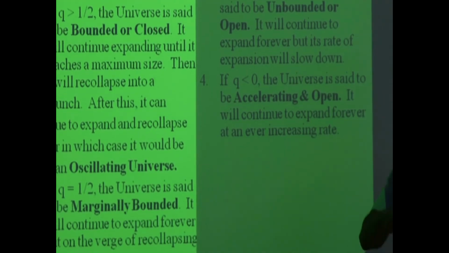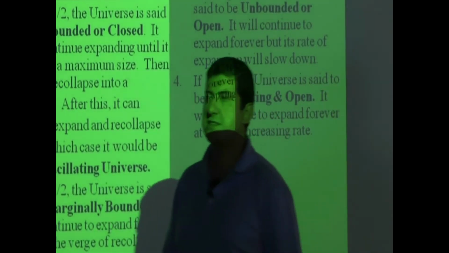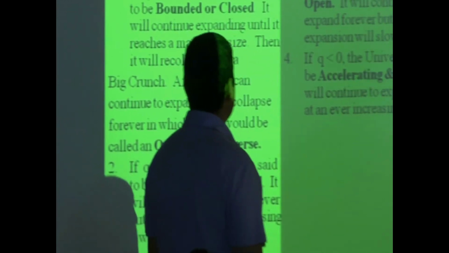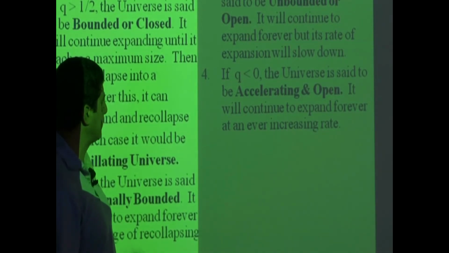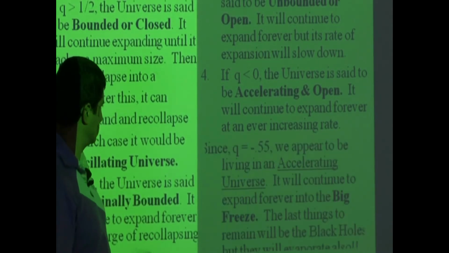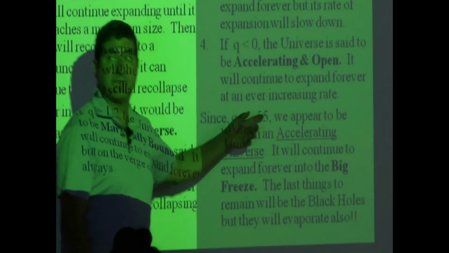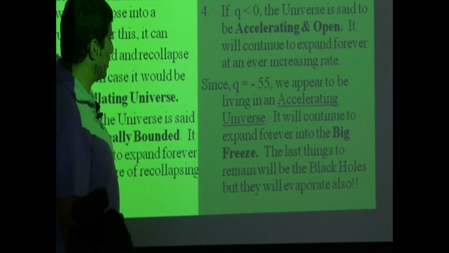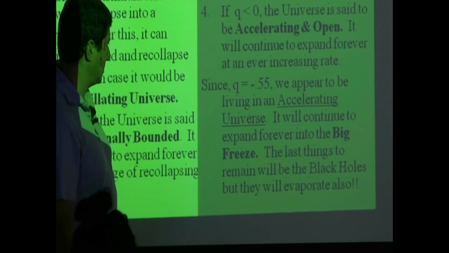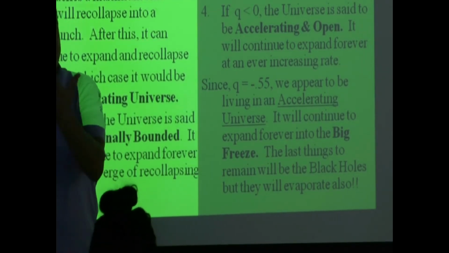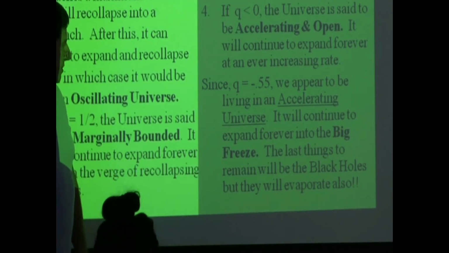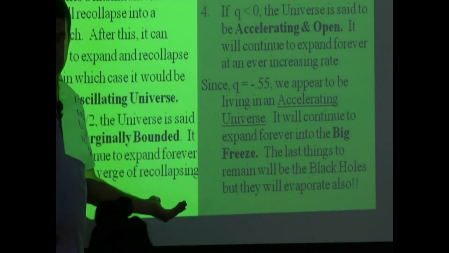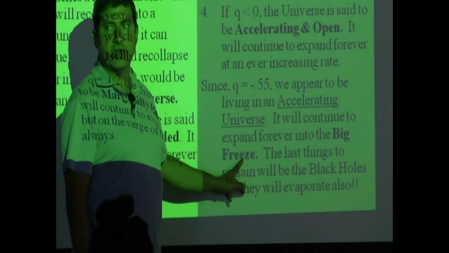But as long as Q is less than 0, that means it's not decelerating at all. It's actually accelerating, you see? So the universe is said to be accelerating and open. It will continue to expand forever at an ever-increasing rate. Since Q is negative 0.55 from the previous page, we appear to be living in an accelerating universe caused by the dominance of dark energy. It will continue to expand forever at a faster and faster rate until the big freeze.